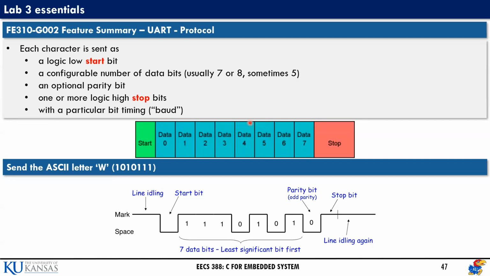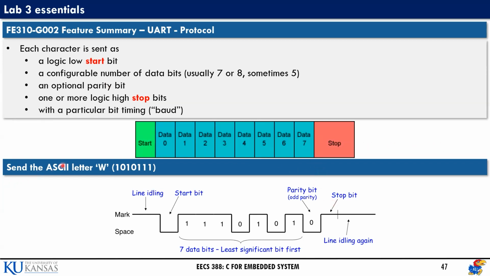And the UART hardware, when it receives the data, tries to understand the actual data segment by differentiating among the start bit, the stop bit, and the other bits.